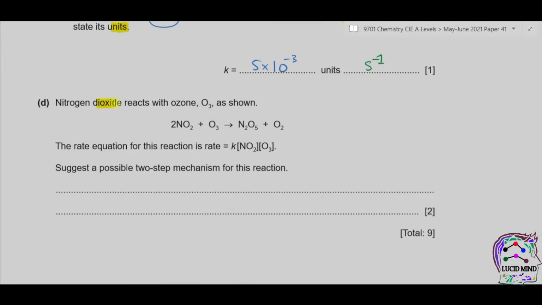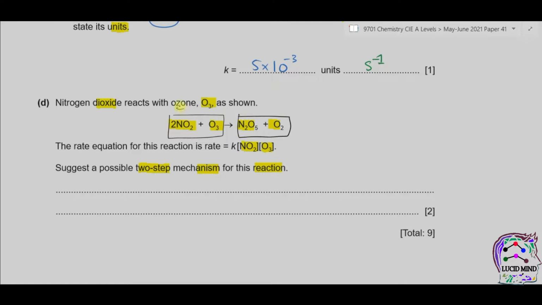Part D, nitrogen dioxide reacts with ozone as shown. NO2 reacts with ozone to form N2O5 and oxygen. The rate equation for this reaction is rate equals k[NO2][O3]. Suggest a possible two-step mechanism for this reaction. You can write any mechanism as long as it is consistent with these reactants and this product.